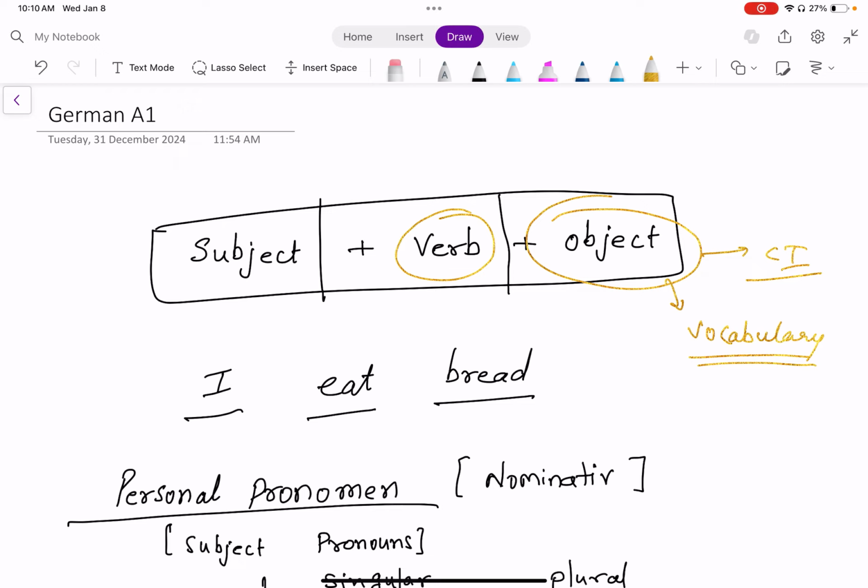So the main hard work is in understanding the verbs, how the verbs are being conjugated, and what the different verbs are for different situations. All that we need to learn in the upcoming sessions.